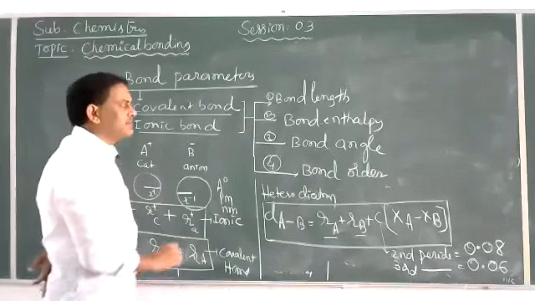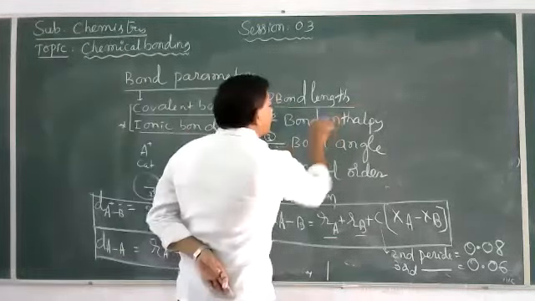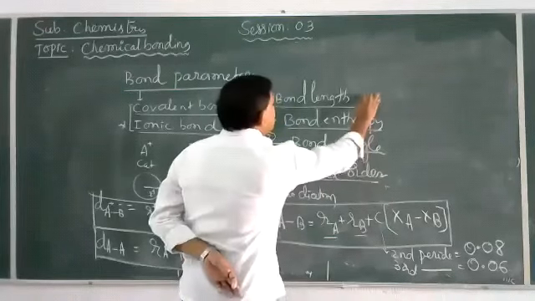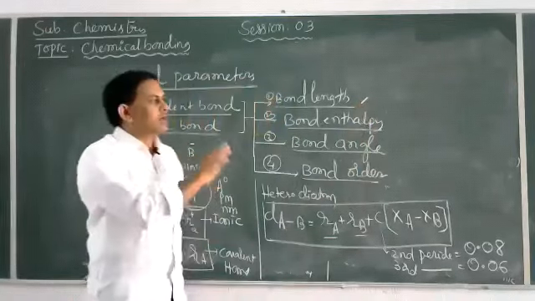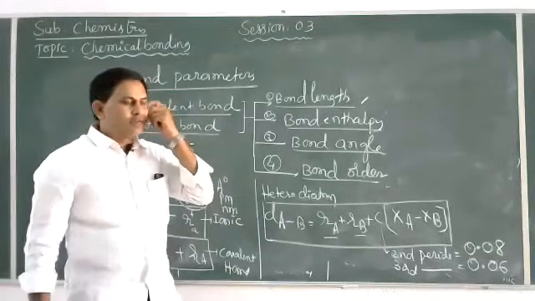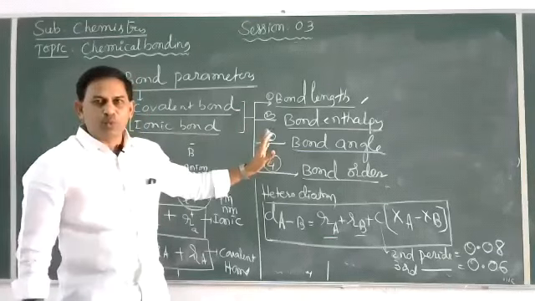Now, on the basis of this, what are bond length, bond enthalpy, bond angle, and bond order? Tomorrow we'll discuss very clearly. Along with this, I'll explain bond polarity. It is very, very important. Based on this, we'll create one objective question.